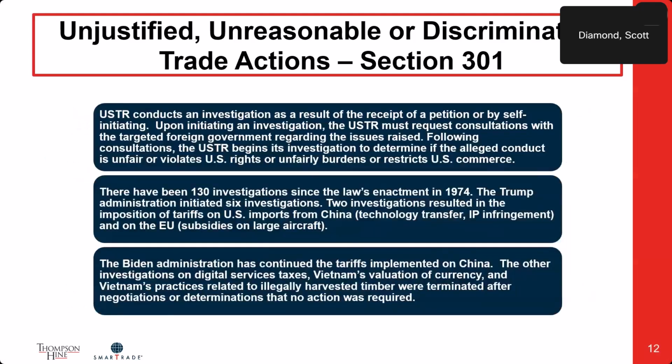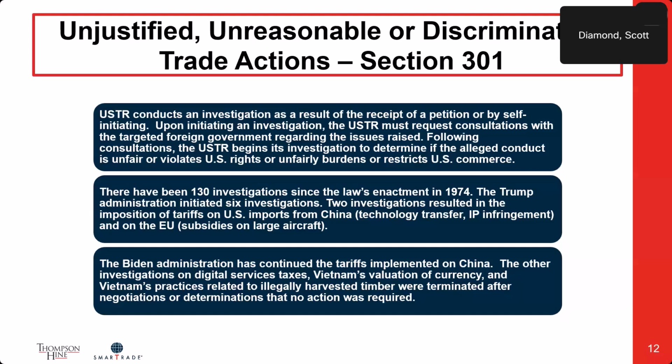Upon initiating an investigation, the USTR must request consultations with the foreign government regarding the issue raised. Following those consultations, which typically don't produce any fruit, the USTR then begins its investigation by holding a hearing that is held by the Section 301 committee, and public comment is sought. And any final determination under Section 301 has to occur within a year.